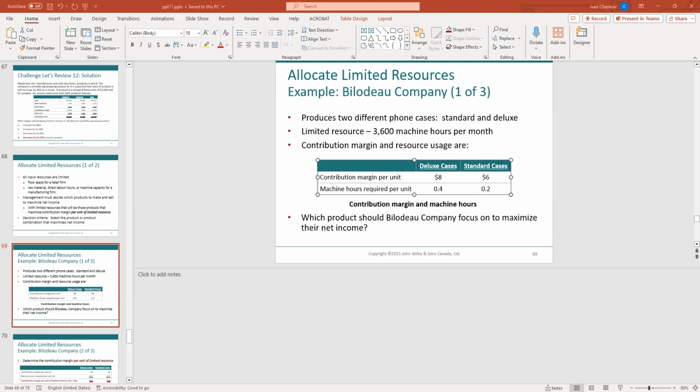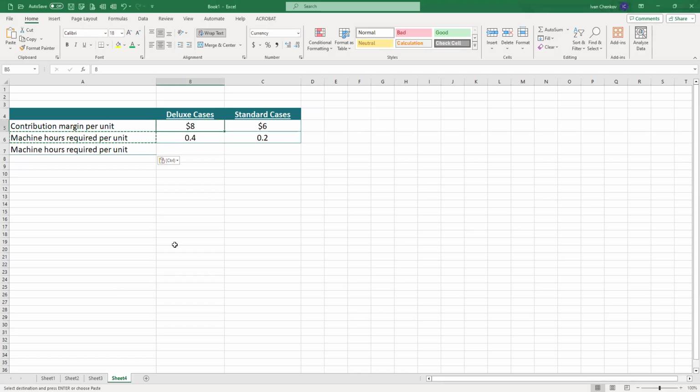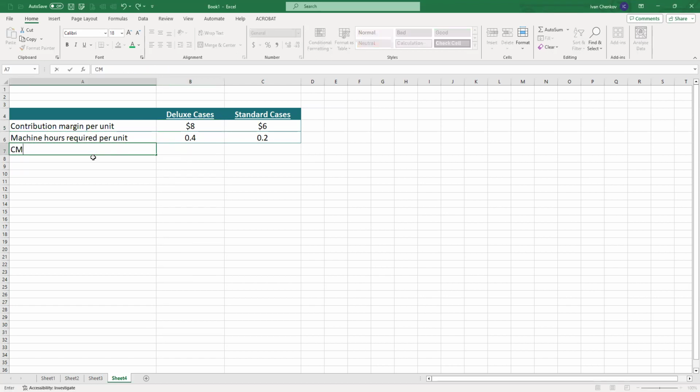So we're going to use the Excel spreadsheet. Let's go and use this Excel spreadsheet. I already have it for you over here. So contribution margin per unit is $8 for the deluxe and $6 for the standard. We need 0.4 machine hours per unit for the deluxe and 0.2 machine hours for the standard. Which has the highest contribution margin per machine hour? How much will be the contribution margin per machine hour here? 0.4 times 8.